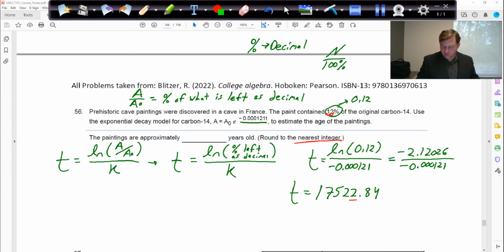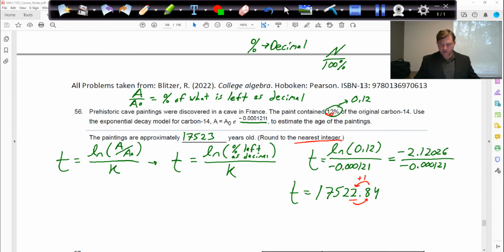Integer means whole number. So stand on the 2, look at the 8, it's 5 or bigger, so plus this by 1. So the final answer is going to be 17,523 years. So basically we're saying this painting is 17,000 years old.